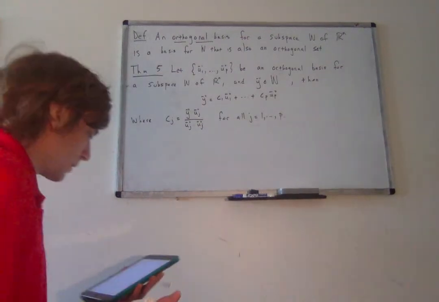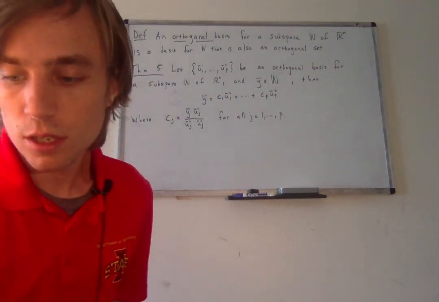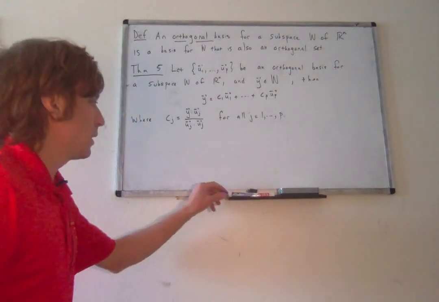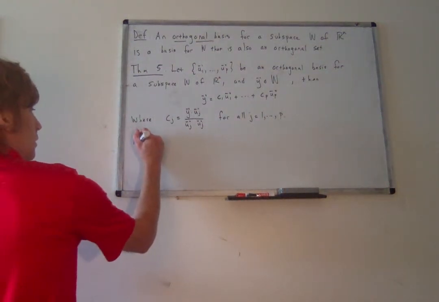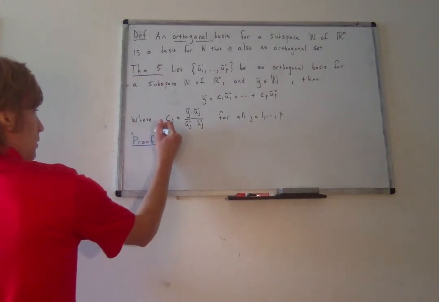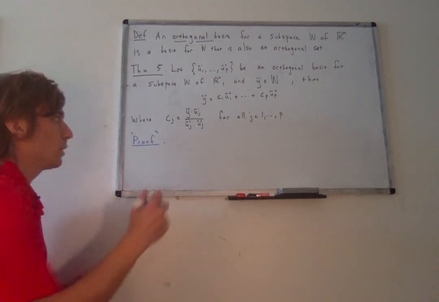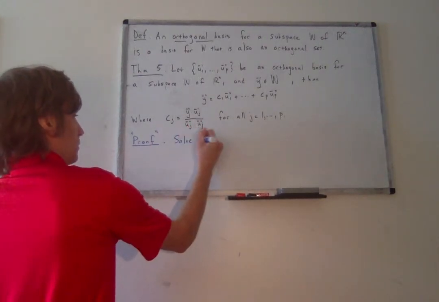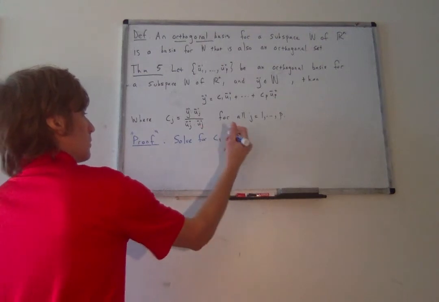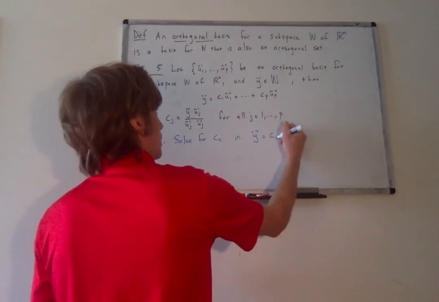And so the reasoning behind this proof, I think, is very cool, and can be done in a short amount of space. I'm going to call this a proof because what I'm going to do is show that it's true when j equals 1. So basically we're going to solve for c1 in this equation.